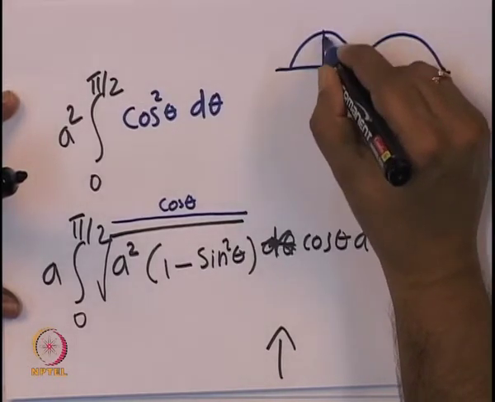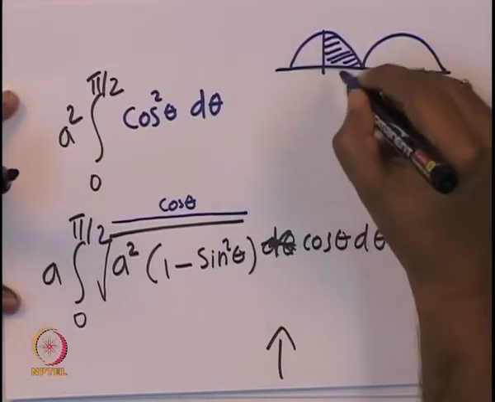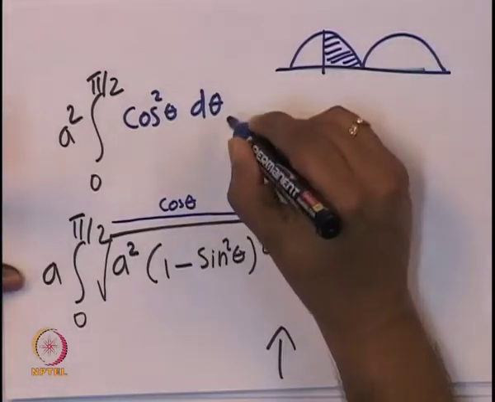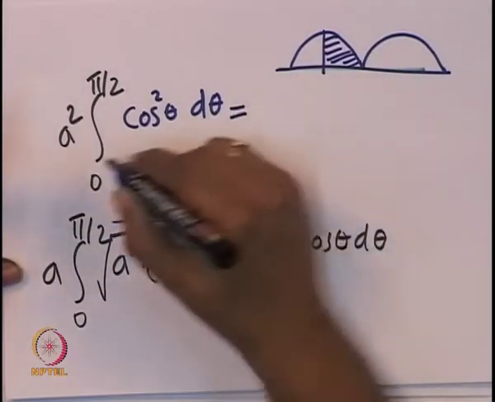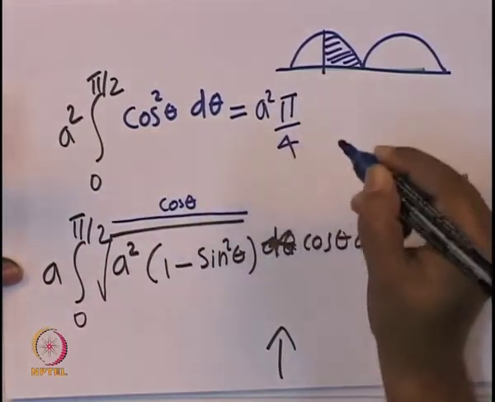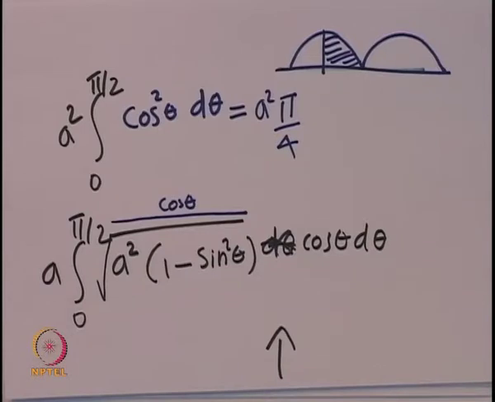So, at 0 cos theta is 1. 0 to pi by 2 will be one part of this. This will be like 1/4 of a circle again. So, this is another way of thinking about it, but you can do this. You will see again this answer is a square into pi by 4. They can do this in different ways. You will end up seeing that the answer is pi a square by 4.